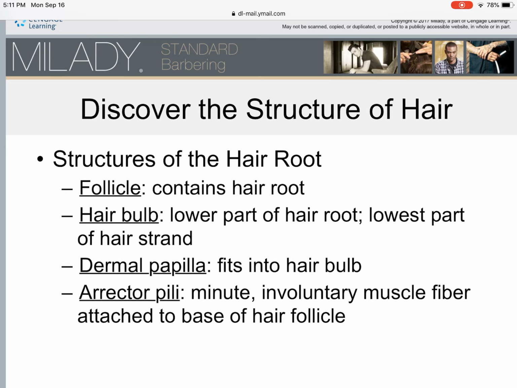Now, your erector pili is minute. It's an involuntary muscle fiber. It's attached to the base of the hair follicle. Fear or cold causes contraction, and it makes the hair stand up straight, or what you would call goosebumps. The eyelash and eyebrow hairs lack these erector pili muscles.